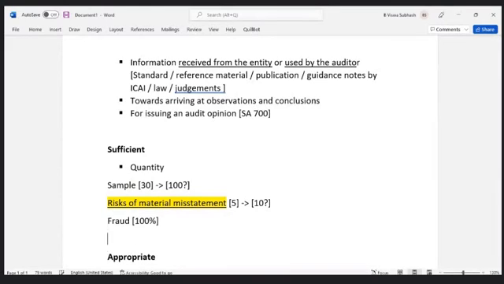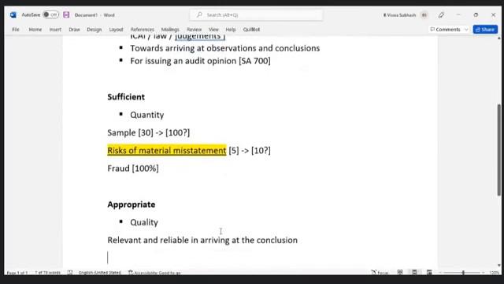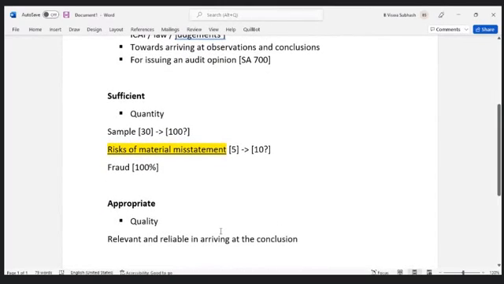So these are the two measures that we are looking at. Sufficiency is purely based on the risk of material misstatement. Appropriateness is purely based on whether we have documentation adequate to support our conclusion or not.